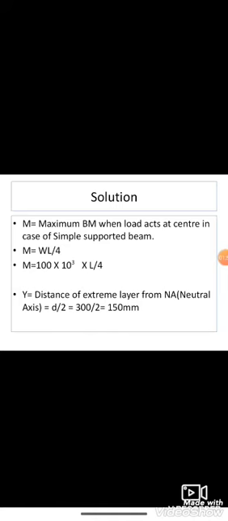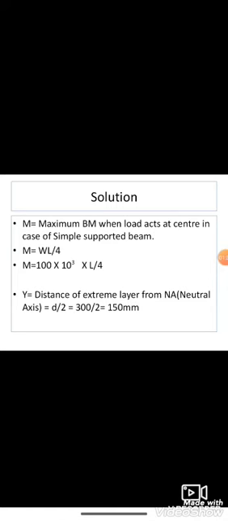Bending stress, so here given D is equal to depth 300 mm, W load 100 kN, that is 100 into 10 raised to 3. Ixx, that is moment of inertia about xx axis, is 73.33 into 10 raised to 6. Bending stress sigma is equal to 120 Newton per mm square. So we have to find the span.